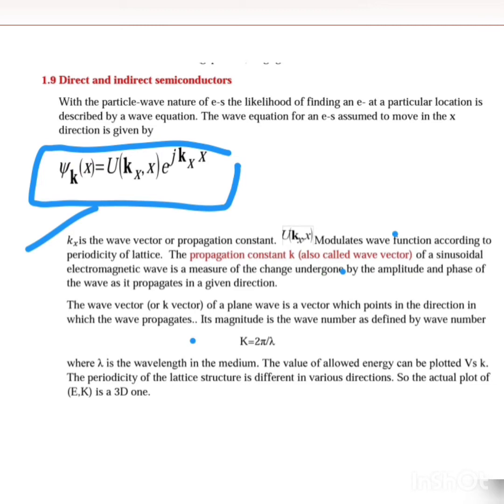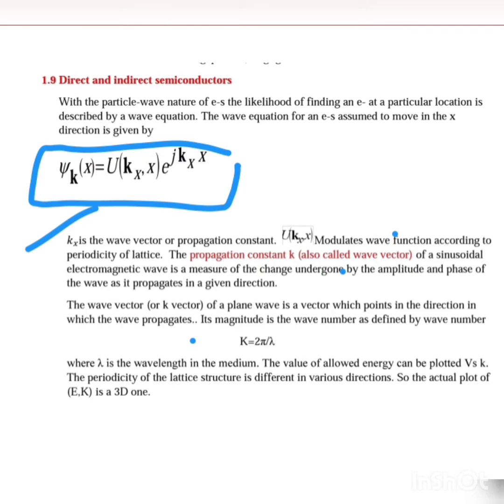Here we are giving just an introduction about the wave nature of electron. That electron has a momentum, and that momentum can be represented by a propagation constant k, and the nature of the electron movement is given by this equation: psi k of x is equal to u kx of x into e raised to j kx of x. That is, the u function is a modulating function that modulates the wave function according to the periodicity of lattice. So this is just an introduction.